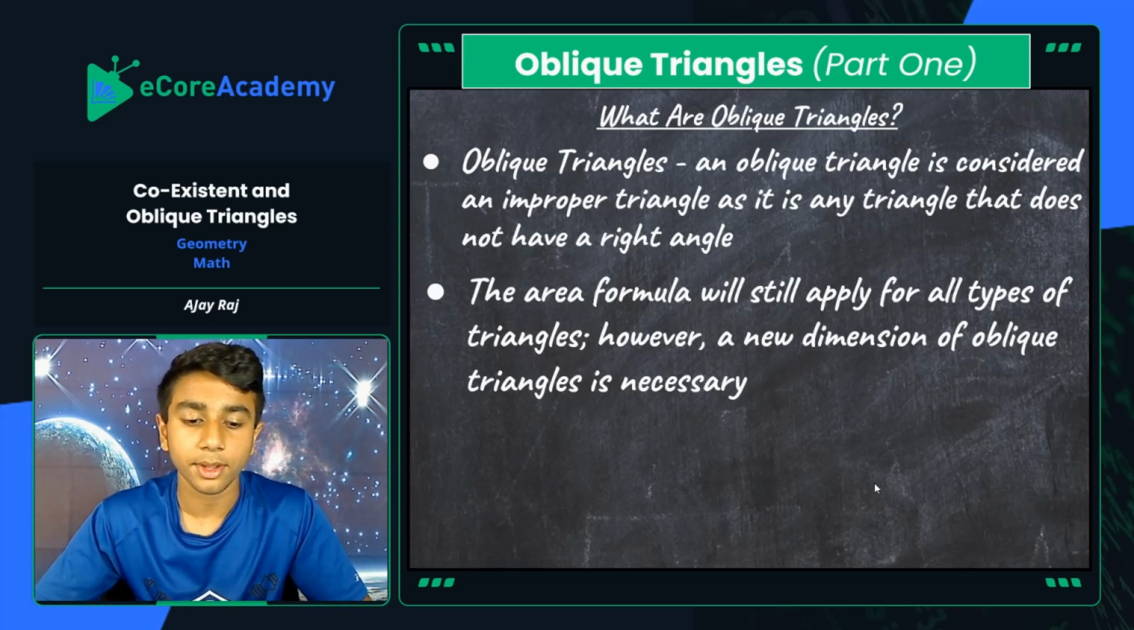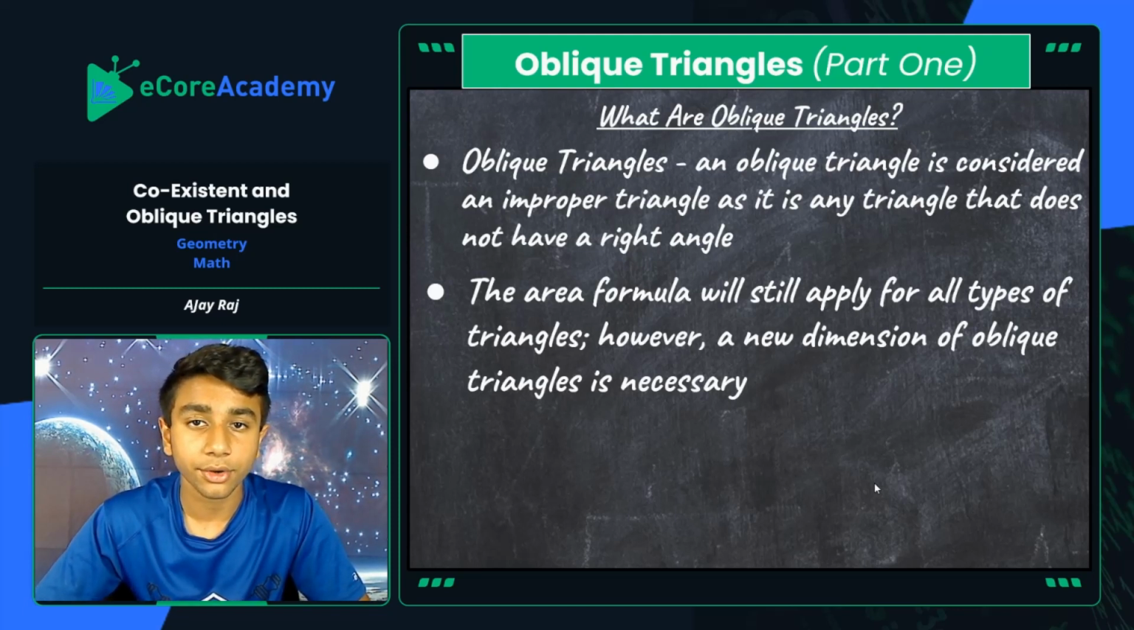And the altitude is another way of saying the height. So the area formula will still apply for all types of triangles. However, you need an extra dimension, which is the altitude of a triangle, and that's always going to be necessary in order to calculate the area formula. You don't necessarily need that in all cases.